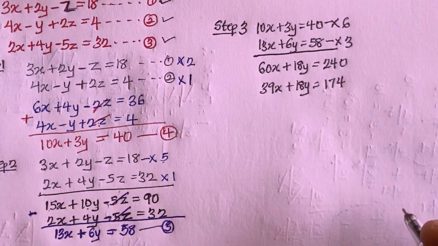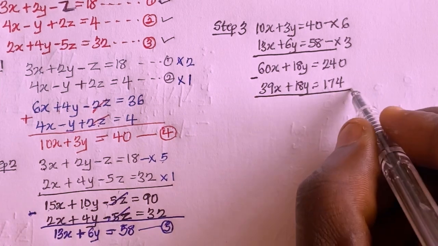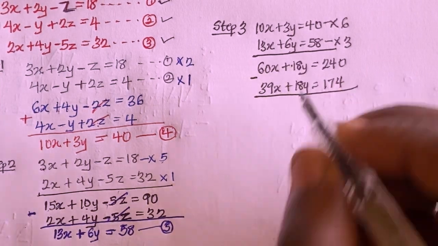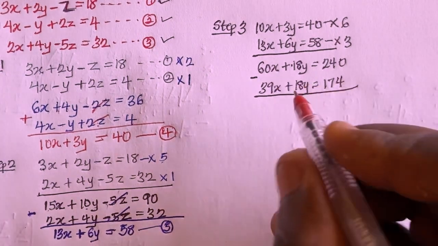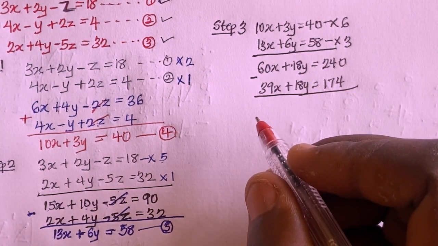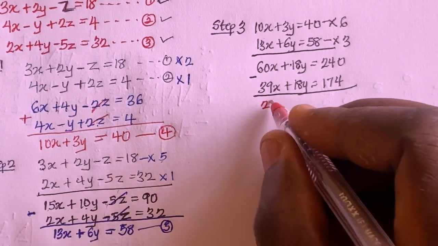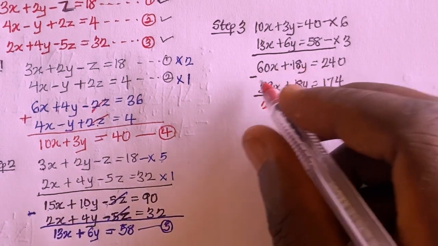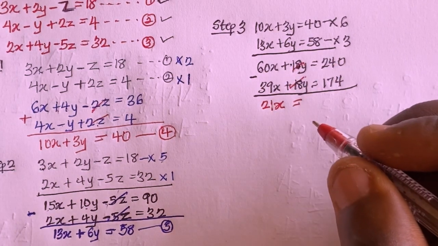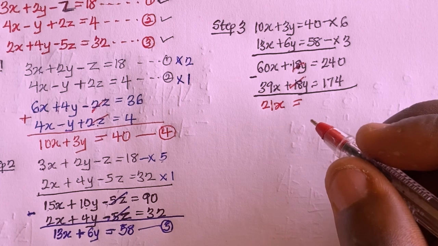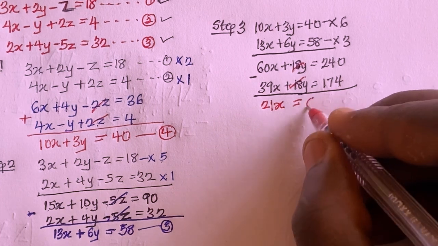Exactly. So now the next thing I'm going to do is subtract, since I'm having plus on both sides. That's plus 18y, plus 18y. Then I will subtract. So subtracting this, I'm going to have 60 minus 39, that should be 21x, right? This plus 18y minus plus 18y will cancel out, is equal to 240 minus 174, that should give us 66, right?